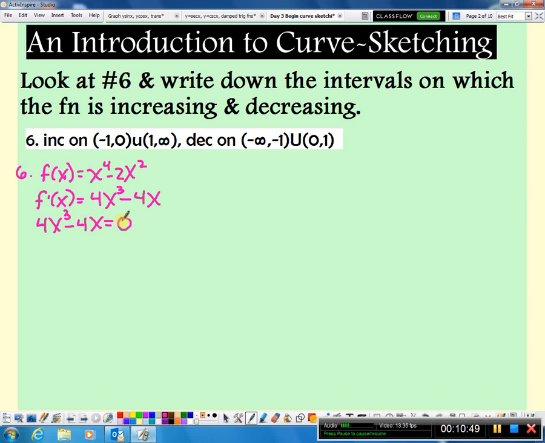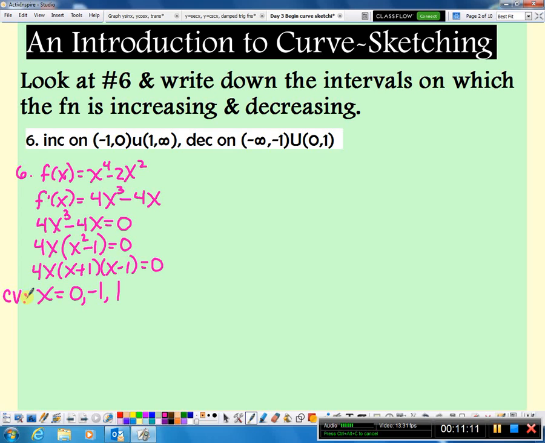Well, if I'm going to solve this equation, I'm going to factor out the GCF. And then look, I can factor again into x plus 1, x minus 1. So when I solve the equation, I'm going to have x equals 0, negative 1, and positive 1. So what I'm saying here, guys, is you've got 3 critical values. If we've got 3 critical values, then let's proceed.